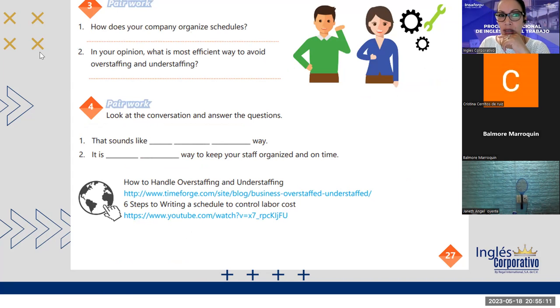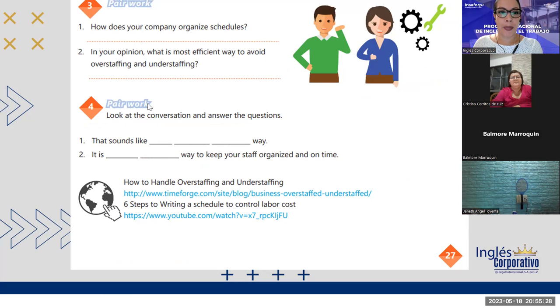Now we need to answer these questions. There are two questions regarding the conversation that we just practiced. The question number one says, how does your company organize schedules? In your opinion, what is the most efficient way to avoid overstaffing and understaffing? Ayer discutíamos qué era overstaffing y understaffing, ¿se acuerdan? Over and under.